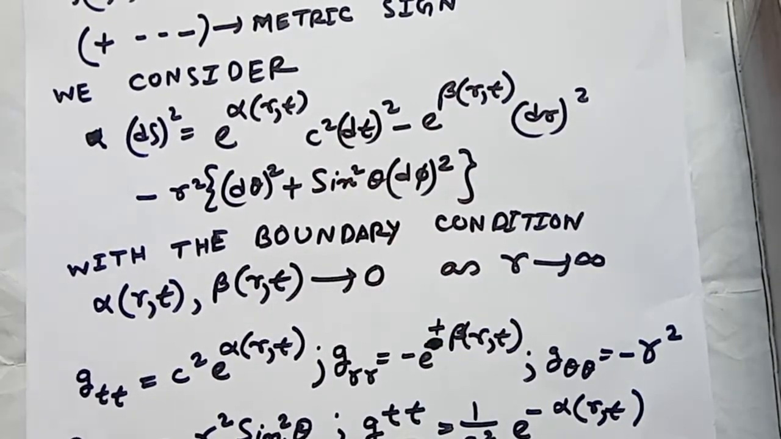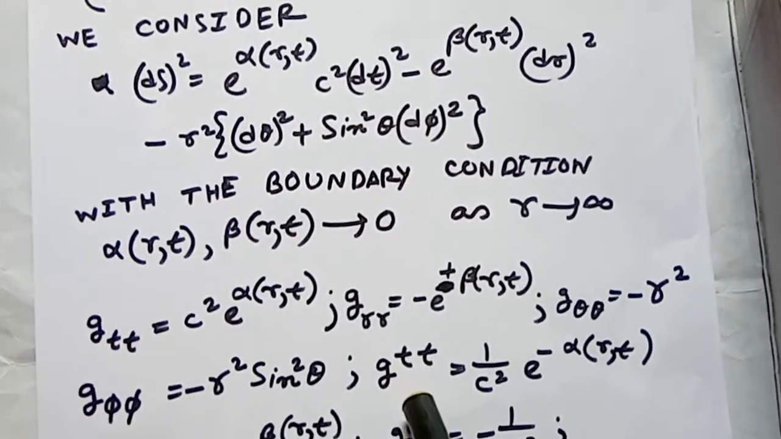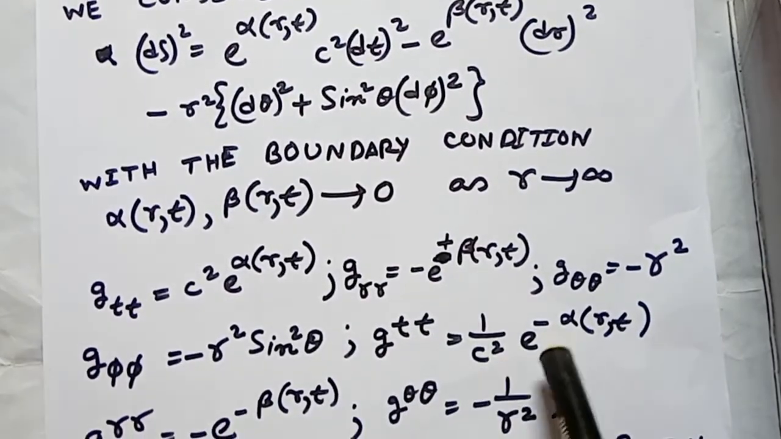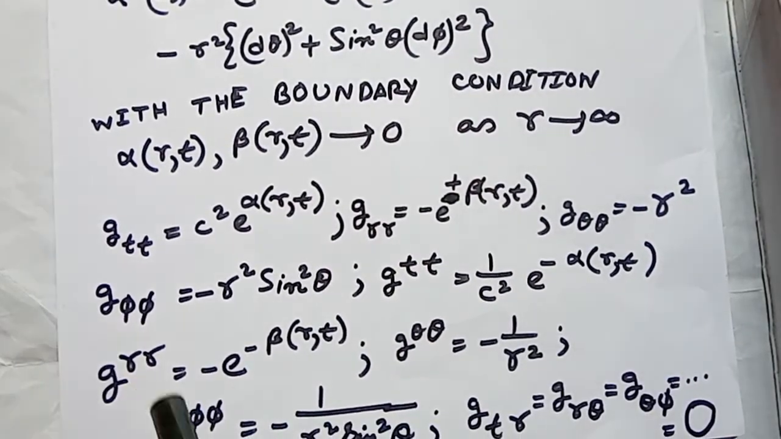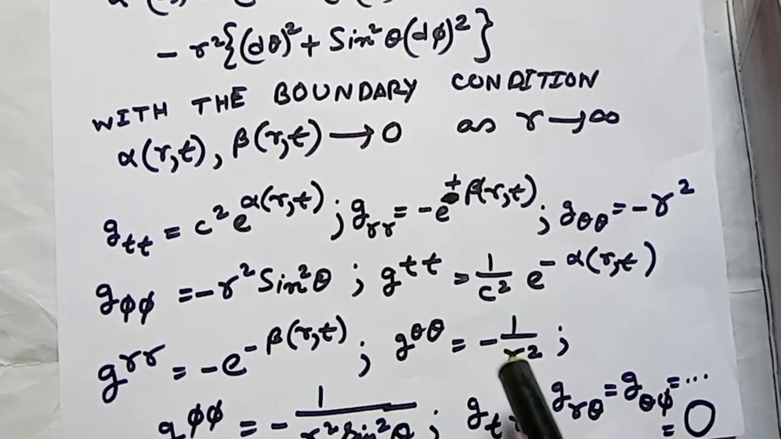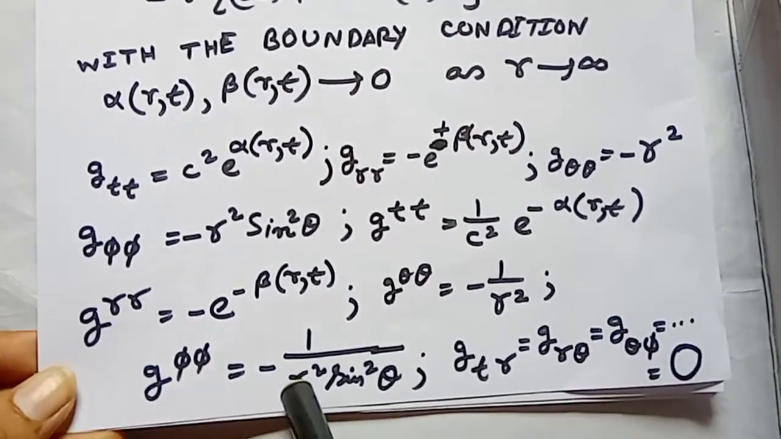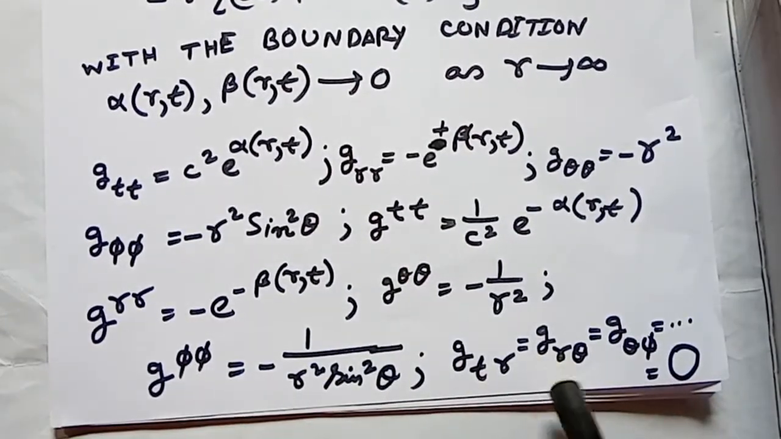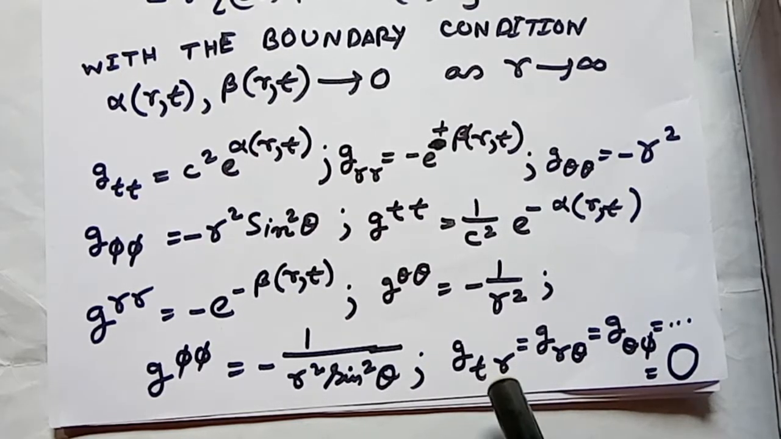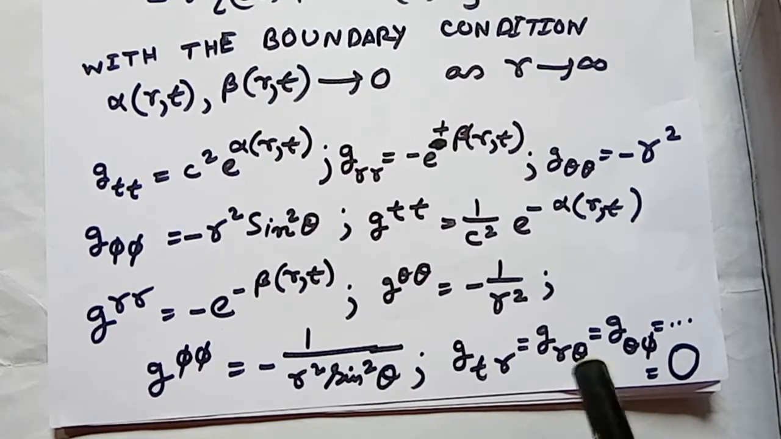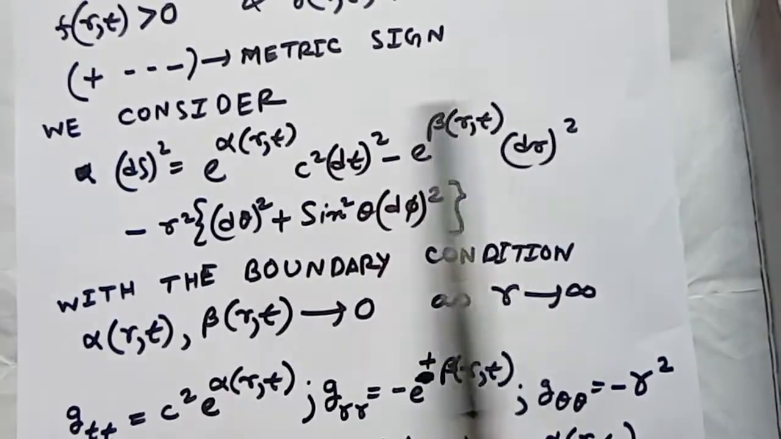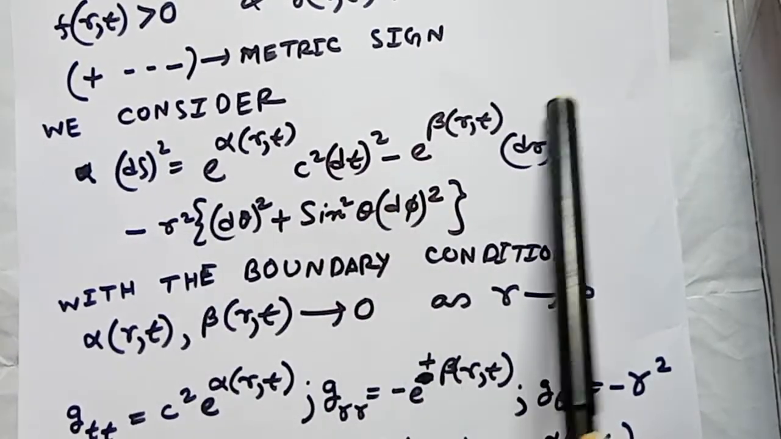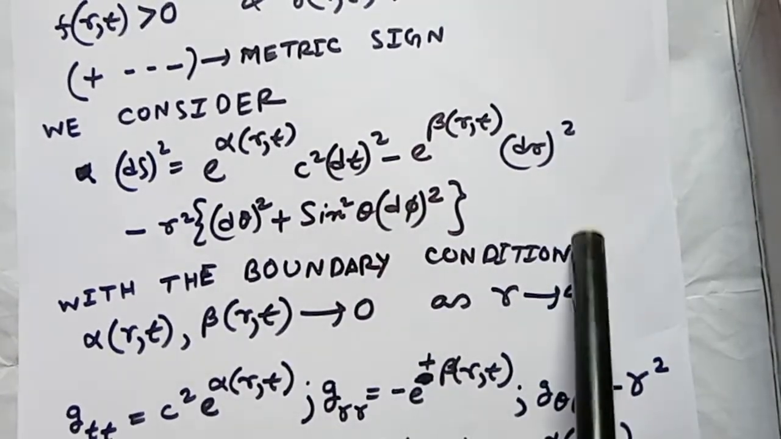Now we have g superscript tt, the inverse metric, 1 per c squared e to the minus alpha(r,t), then 1 over g rr, minus e to the minus beta, g theta theta, minus 1 per r squared, g phi phi, minus 1 per r squared sin squared theta. The components g tr, g rt, g theta phi and the combinations of r, t, theta, phi are 0. There are no other combinations like g rt, g theta phi, g phi theta and others.